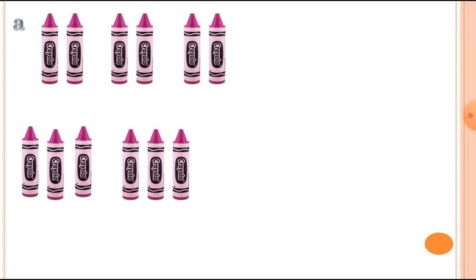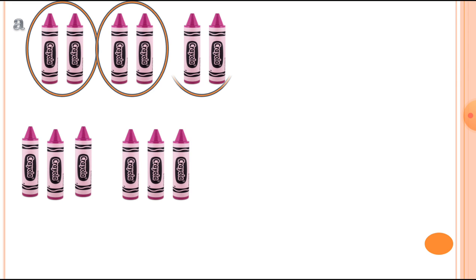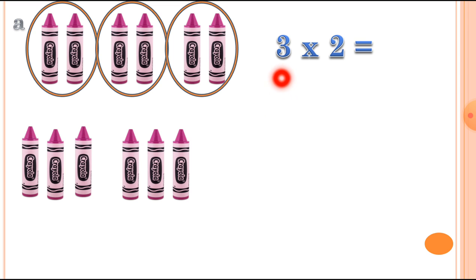Here is sum number A. First of all we have to write it down in 2 ways. So first let's make group 1, group 2 and group 3. So total there are 3 groups and each group has 2 crayons. Here you can see the number of groups, and this 2 indicates each group has 2 crayons. 3 twos are 6. So total this is 6 crayons.